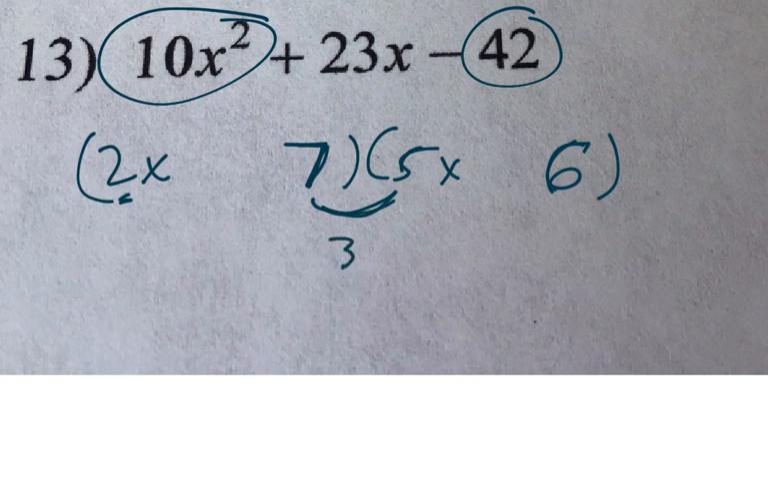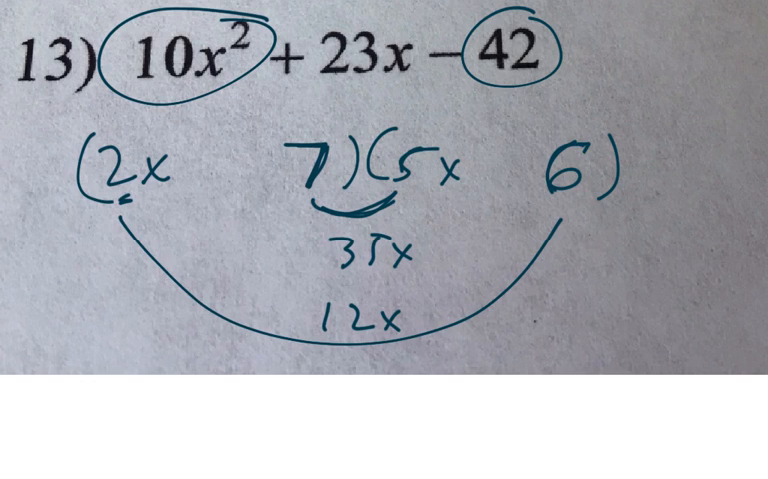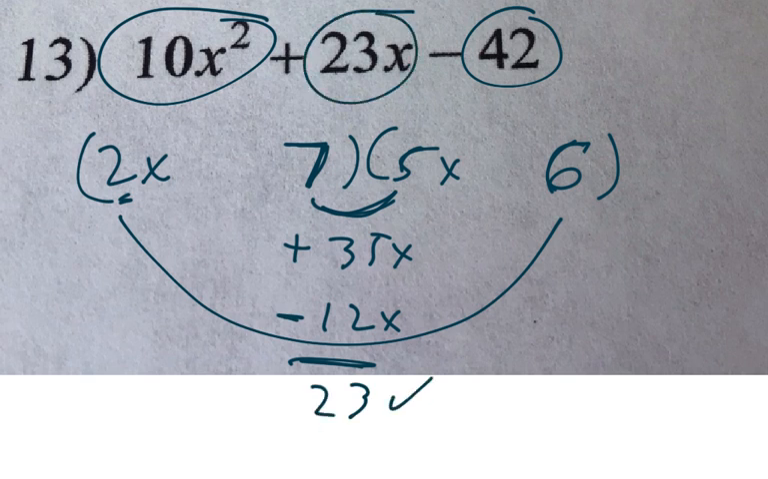7 times 5 is 35x in the middle. 2 times 6 is 12x. If I simply do 35 minus 12, I get 23. So that's what I want, 23x. So therefore, I need a plus here to get my 35. A minus here will get me my minus 12.